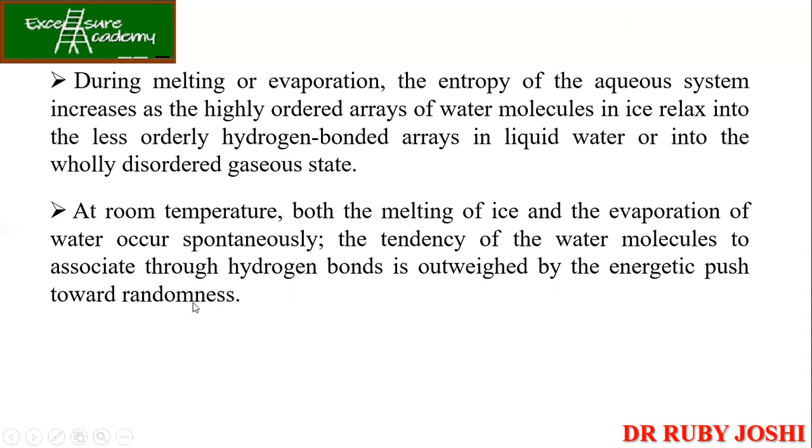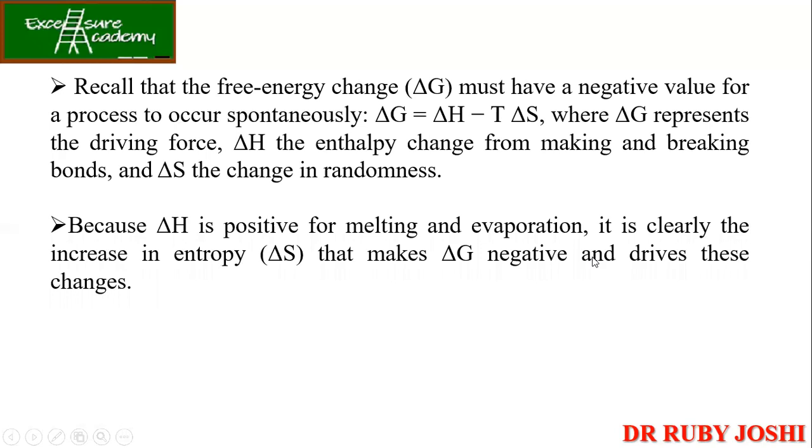So at room temperature, both the melting of ice and the evaporation of water occur spontaneously. The tendency of the water molecules to associate through hydrogen bonds is outweighed by the energetic push towards randomness. Now, if you remember the free energy change, how do we write it? Delta G is equal to delta H minus T delta S, right? Delta G is the Gibbs free energy, delta H is the enthalpy change, T is the temperature, and delta S is the entropy change, or the change in randomness.